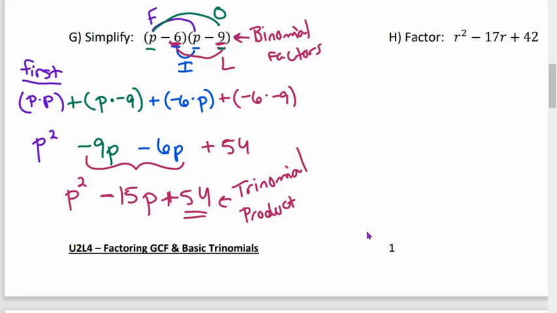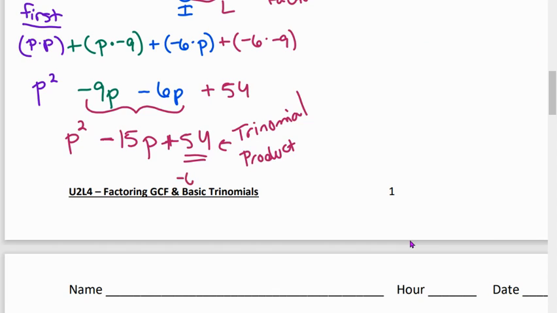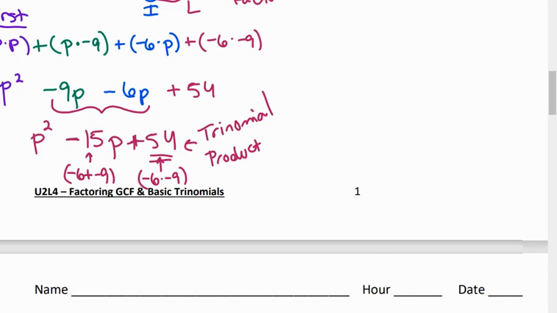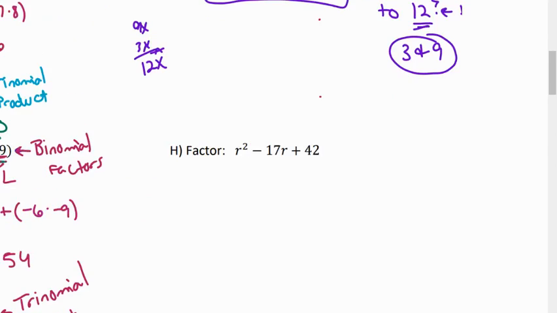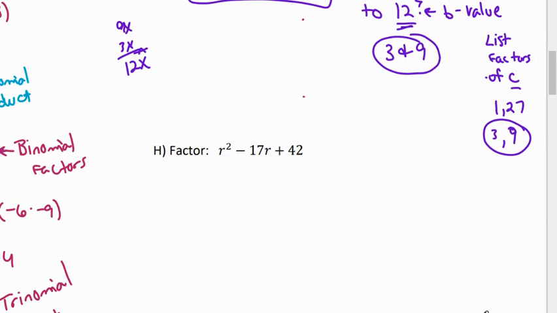By adding these two numbers together. So negative 6 times negative 9 gives us the 54. Negative 6 plus negative 9 gives us the negative 15. So they're the same two numbers, but multiplied to give us our C, added up gives us our B. So now let's use that same concept for going from the trinomial to the two binomials. All right, so step number 1, we're going to set it up.